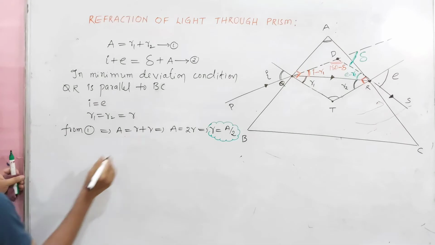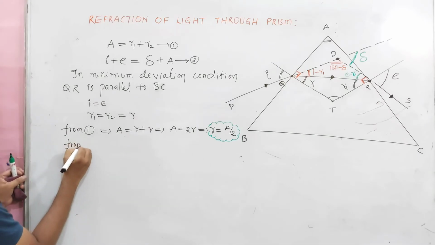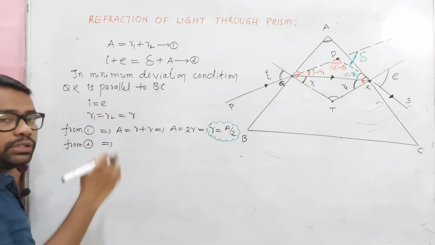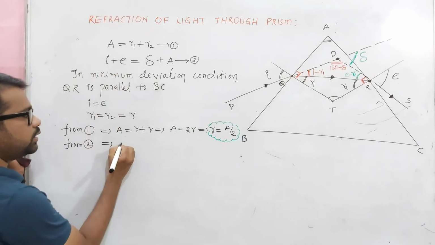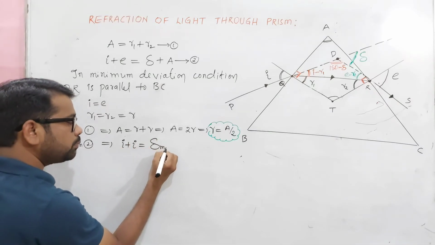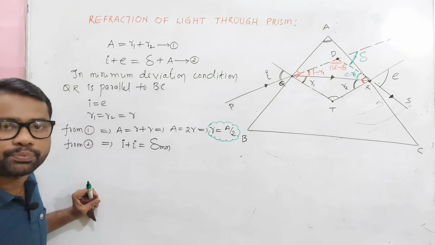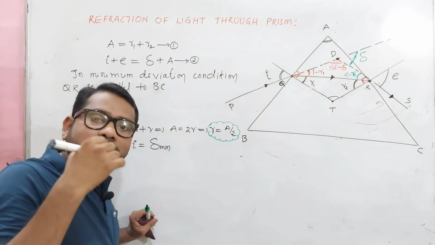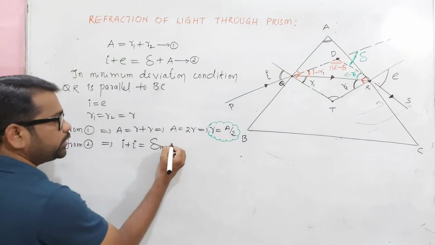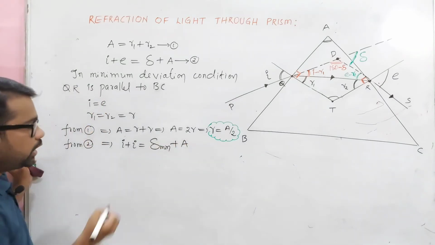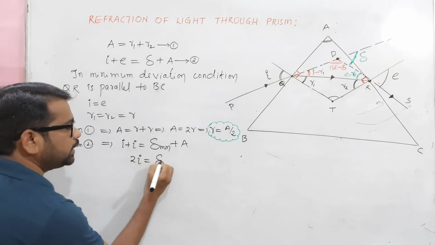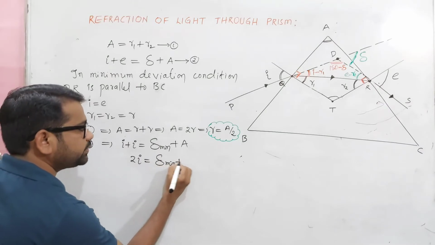Now from equation 2, what can we make here? From 2, as I is equal to E, in the place of E we can substitute I. That is, I plus I is equal to delta minimum plus A. So it is the minimum deviation condition. We will discuss what deviation and minimum deviation actually are later; till that time just follow here. A is the angle of the prism. Now I plus I will be 2I. It is 2I is equal to delta minimum plus A.